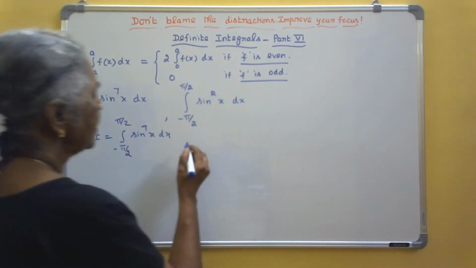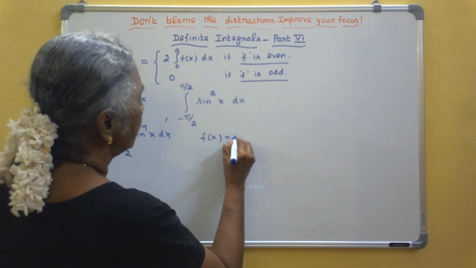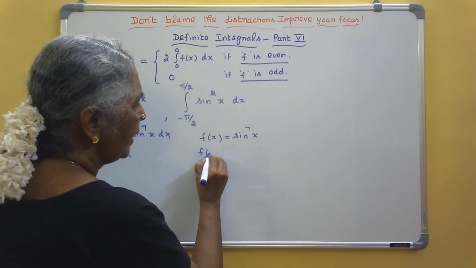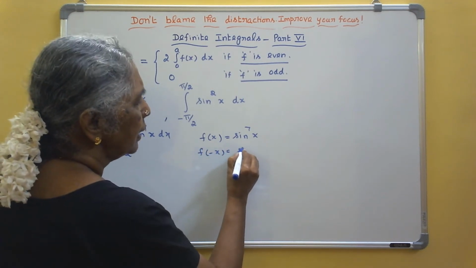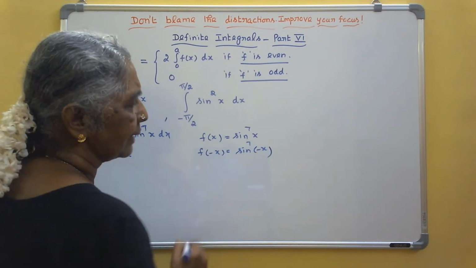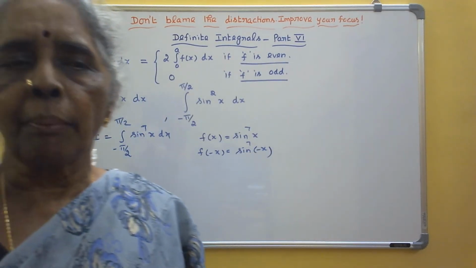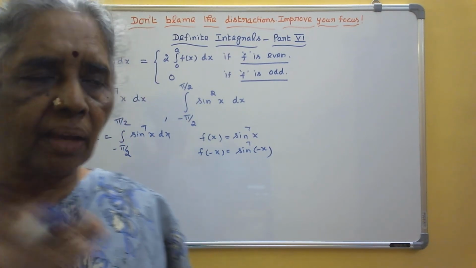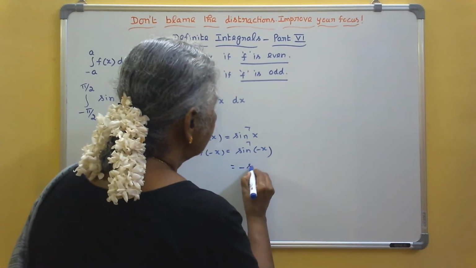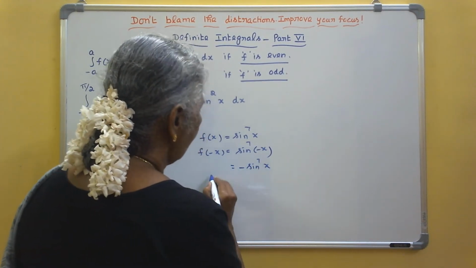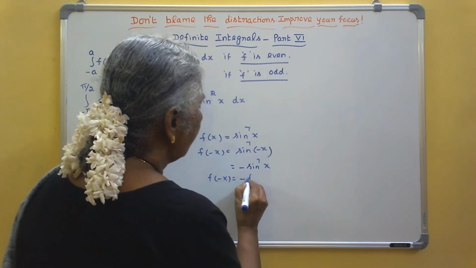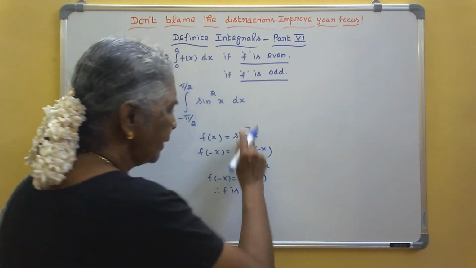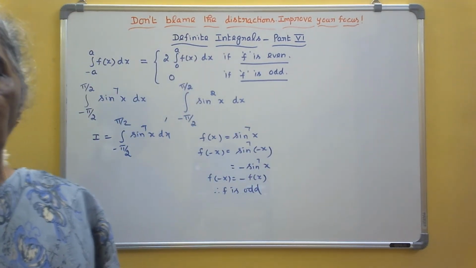So now first let us write f of x is equal to sine power 7x. Then you will write f of minus x is equal to sine power 7 of minus x. You know sine of minus x will be minus sine x. Minus sine x whole power 7 will be minus sine power 7x. So f of minus x is minus of f of x. Therefore, f is odd. Like this you have to prove that f is an odd function.